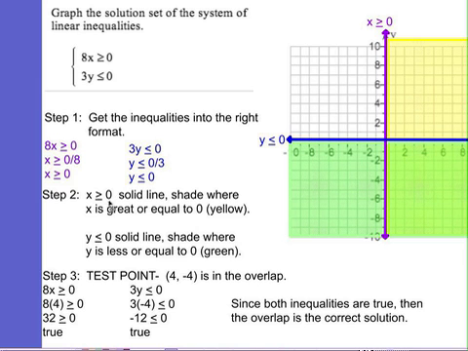X is greater than or equal to 0. Well, we go to where x is 0 and we draw a vertical line, which we have done in purple. For y is less than or equal to 0, again, we go to where y is 0 and we draw a horizontal line. Since all the numbers that are greater than 0 for x are on the right-hand side, we shade that region yellow.